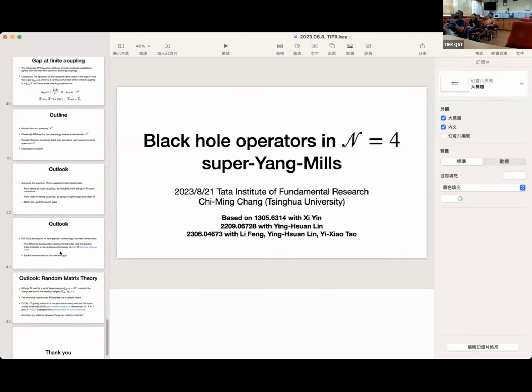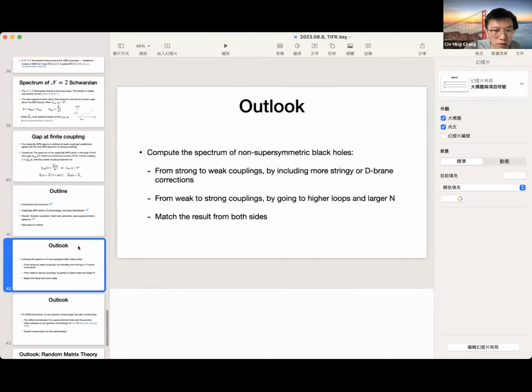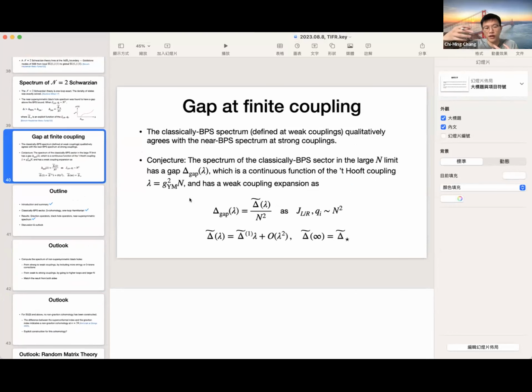Yes. Okay, good. So, of course, we can try to go from weak to strong coupling by going to higher loops, and that means larger lambda and larger n. And there's another way to go from strong to weak coupling, that is to include more stringy and de Broglie-style correction. The hope is that if we go in from these two directions, we will be able to give more evidence of this conjecture.